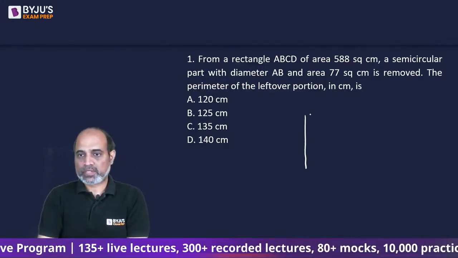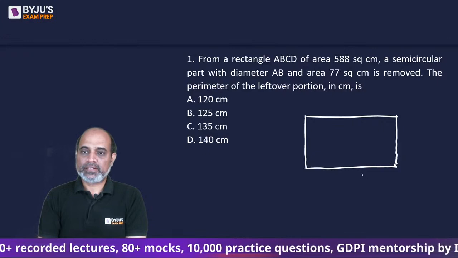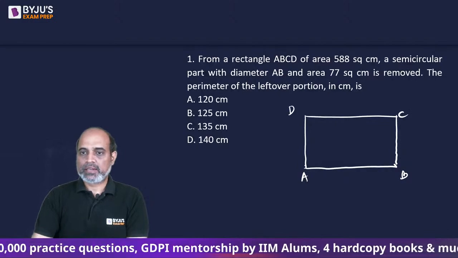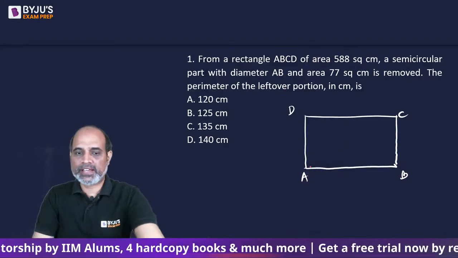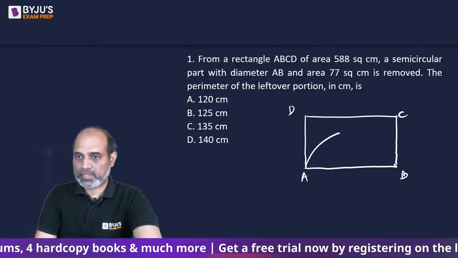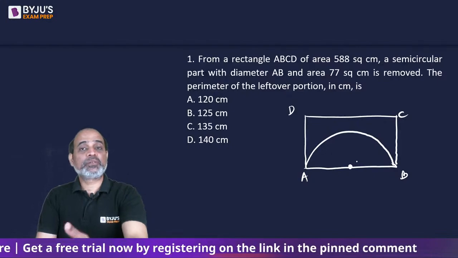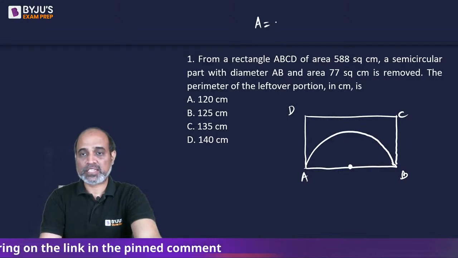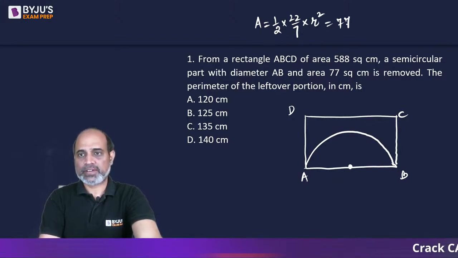So if we have a rectangle, and let's say the rectangle is ABCD. Now there is a semicircular portion of diameter AB that has been cut out. The area of this semicircular portion is 77. So what is the area of a semicircle? The area of a semicircle is going to be half of pi, taken as 22/7, and r square, right? And this is given to us as 77.